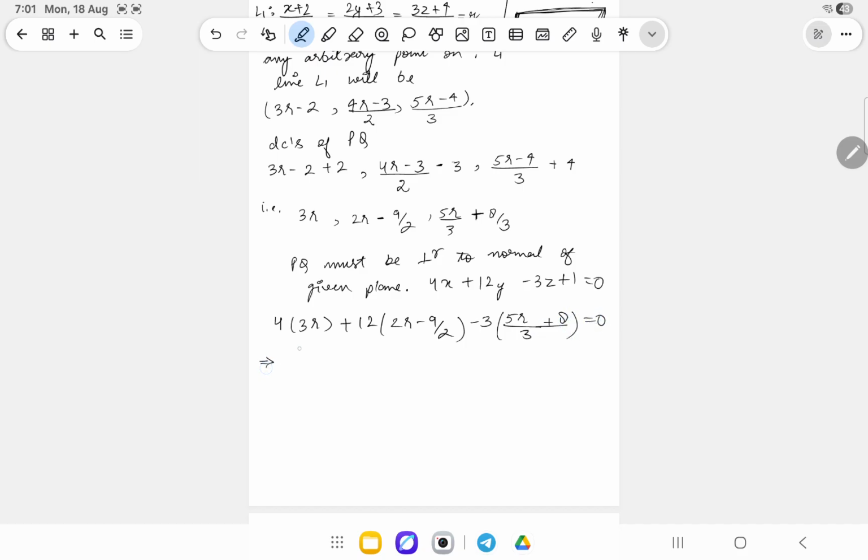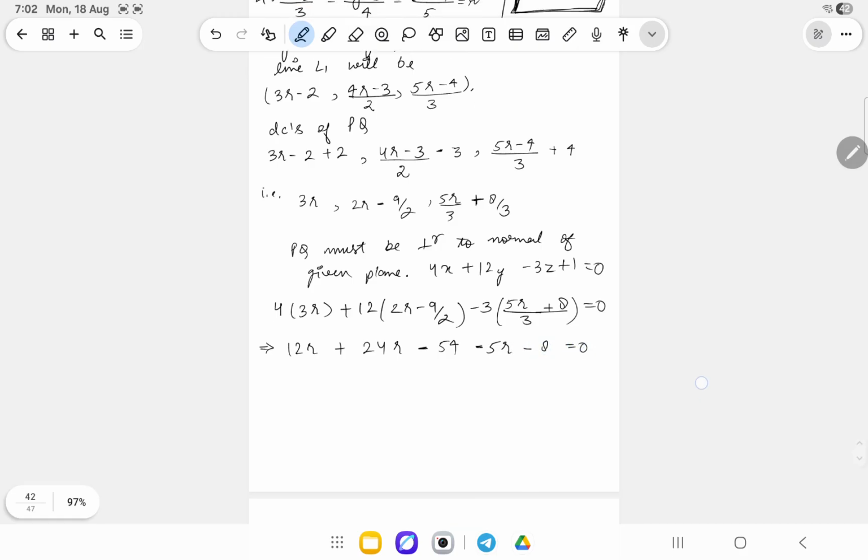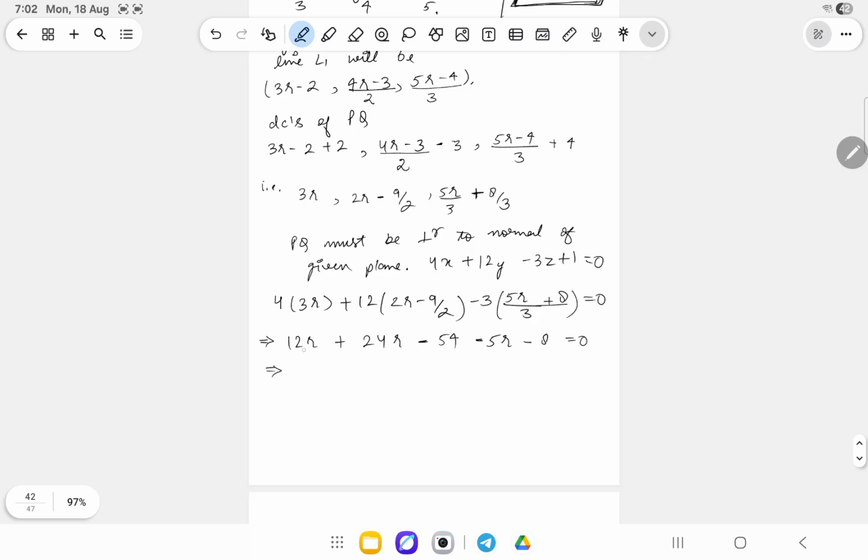If I simplify this, I'll get 12r plus 24r minus 54, 6 nines are 54, minus 5r minus 8 equals 0. Simplifying, 12 plus 24 is 36, minus 5 gives 31r, and 54 plus 8 is 62, so 31r minus 62 equals 0. So from here I got my r as 2.